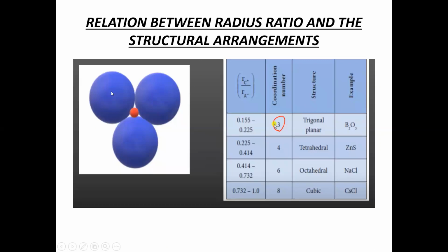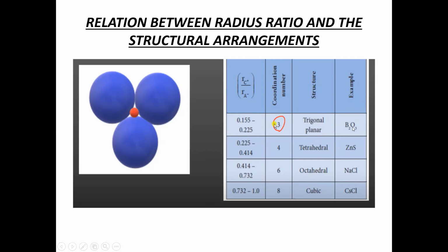This one is the anion, so the coordination number for this cation is 3, because this cation is attached to the 3 anions here. So a cation radius ratio of 0.155 to 0.225 is the only range able to fit in that position. Otherwise it will not fit in that particular position. This type of structure is trigonal planar.